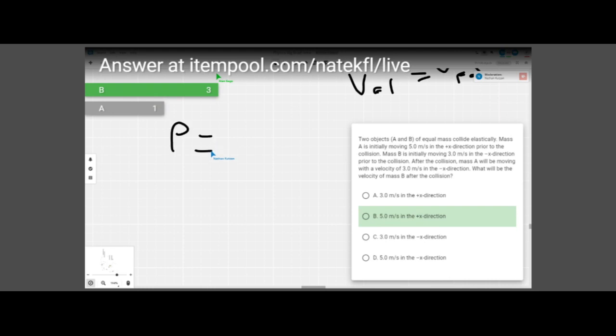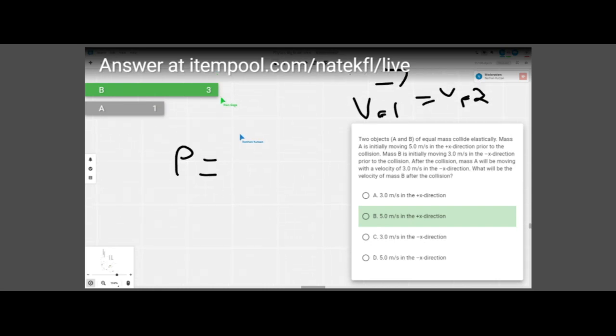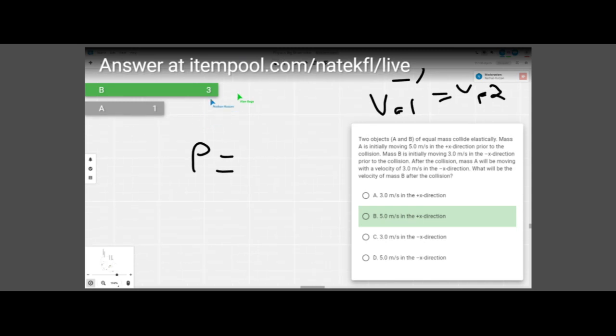Am I okay? Good. I'm not covered up by the overlay. So the initial momentum is equal to. Well, actually, before I do that, let's draw out the situation. So it says there's a mass A, and it's moving in the positive x direction with a speed of 5. And there's a mass B, and it's moving in the negative x direction with the velocity 3.